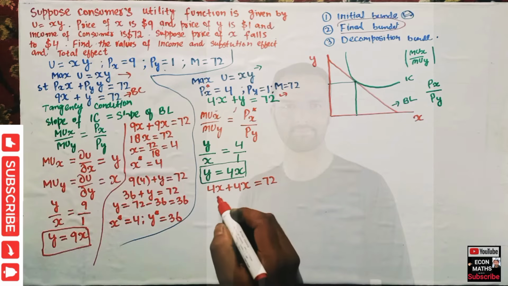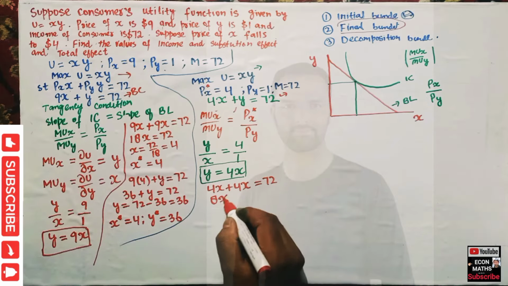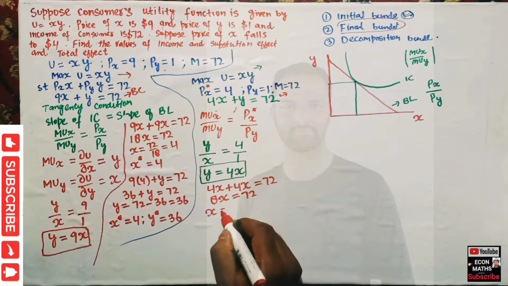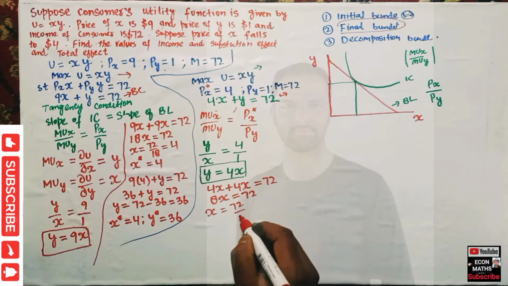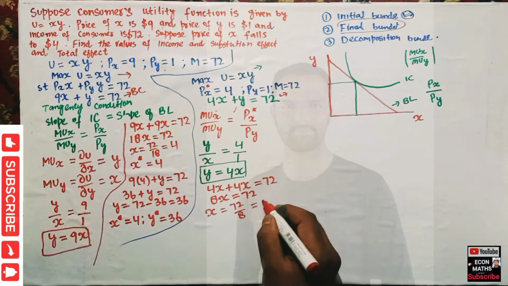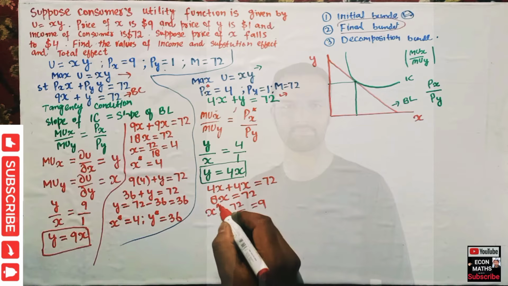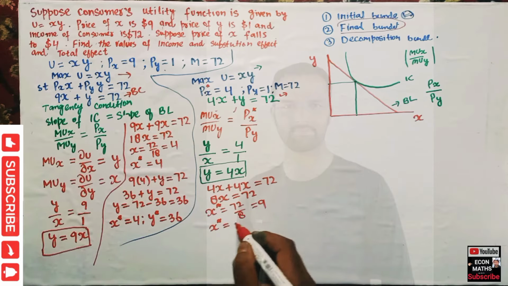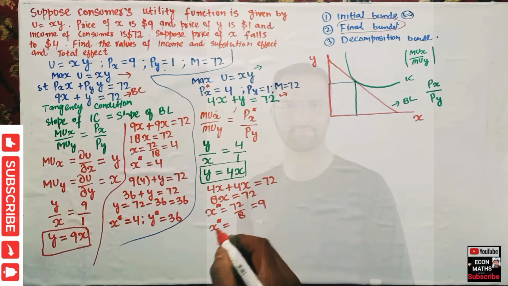That means 8x should be equal to 72, which implies x should be equal to 72 upon 8. That is, 8 tens are 80, 8 nines are 72. So we are left with x is equal to 9. That is our optimal consumption bundle after the price change will be x is equal to 9 units.